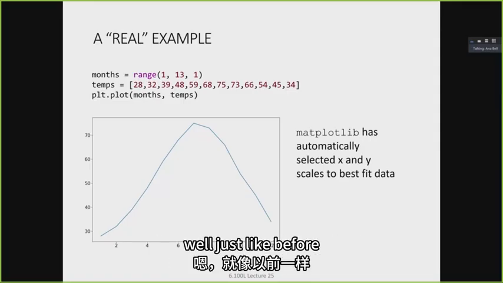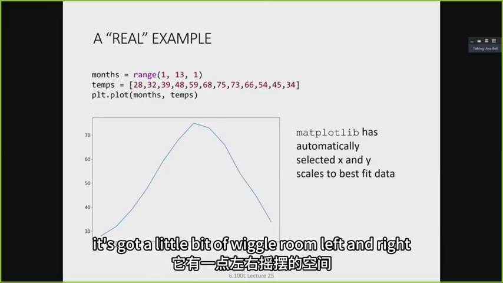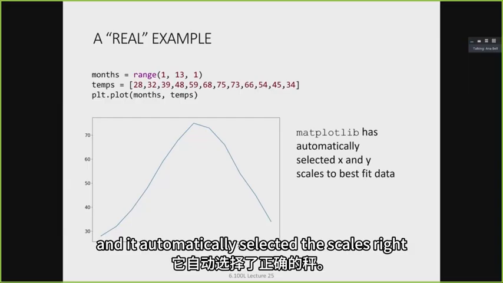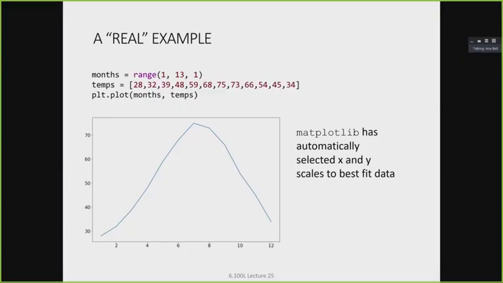What do we notice? Well, just like before, matplotlib nicely framed our data, right? It's got a little bit of wiggle room left and right, top and bottom. And it automatically selected the scales, right? How low to go, how high to go, and the tick marks for this.